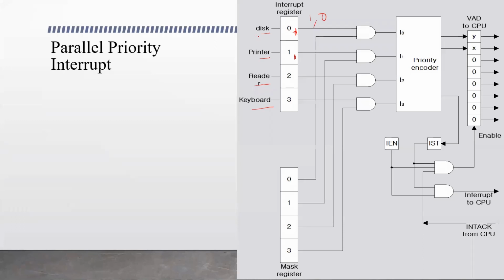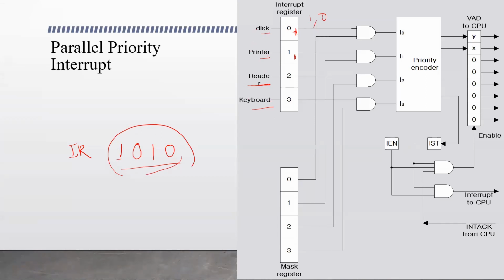So suppose the disk has an interrupt request, and the device reader also has an interrupt request, the bits in this register would be 1. This is disk. Disk has an interrupt request, so the leftmost bit will be 1. The second one, printer, does not have one, so it is 0. Reader has an interrupt, so it is 1. And the fourth one, keyboard, does not have one, so it is 0. This way the bits in the interrupt register are set by the interrupts generated by the devices.